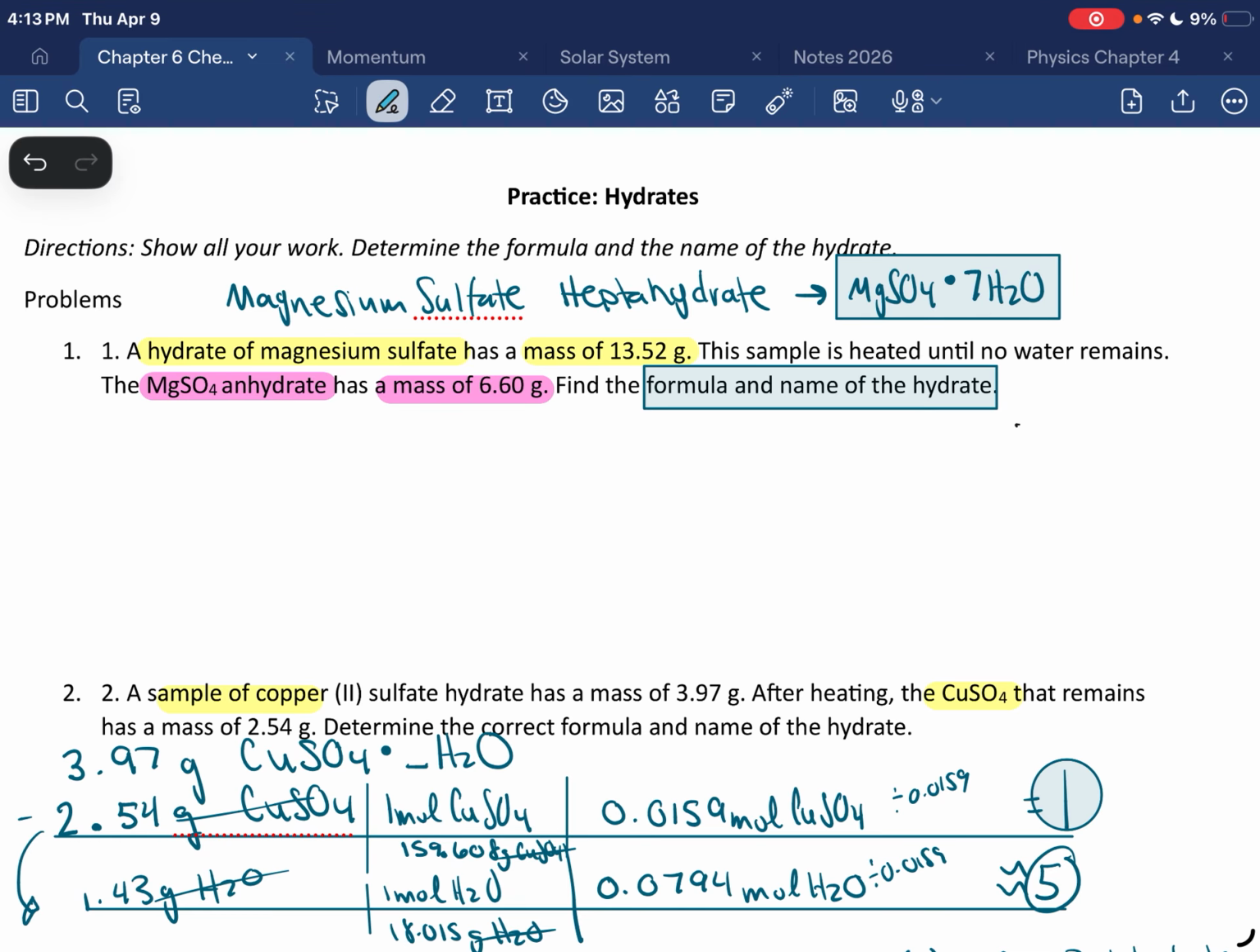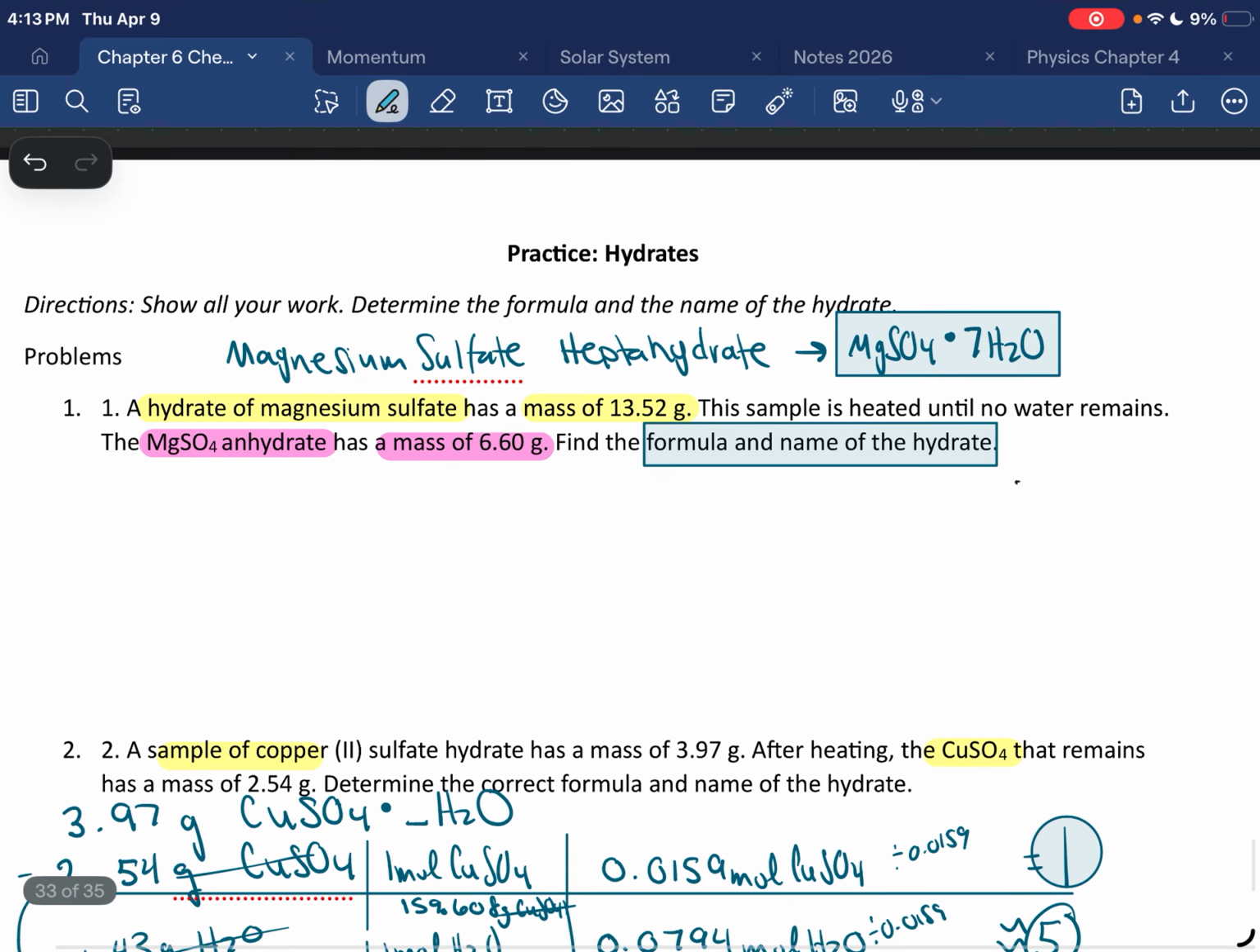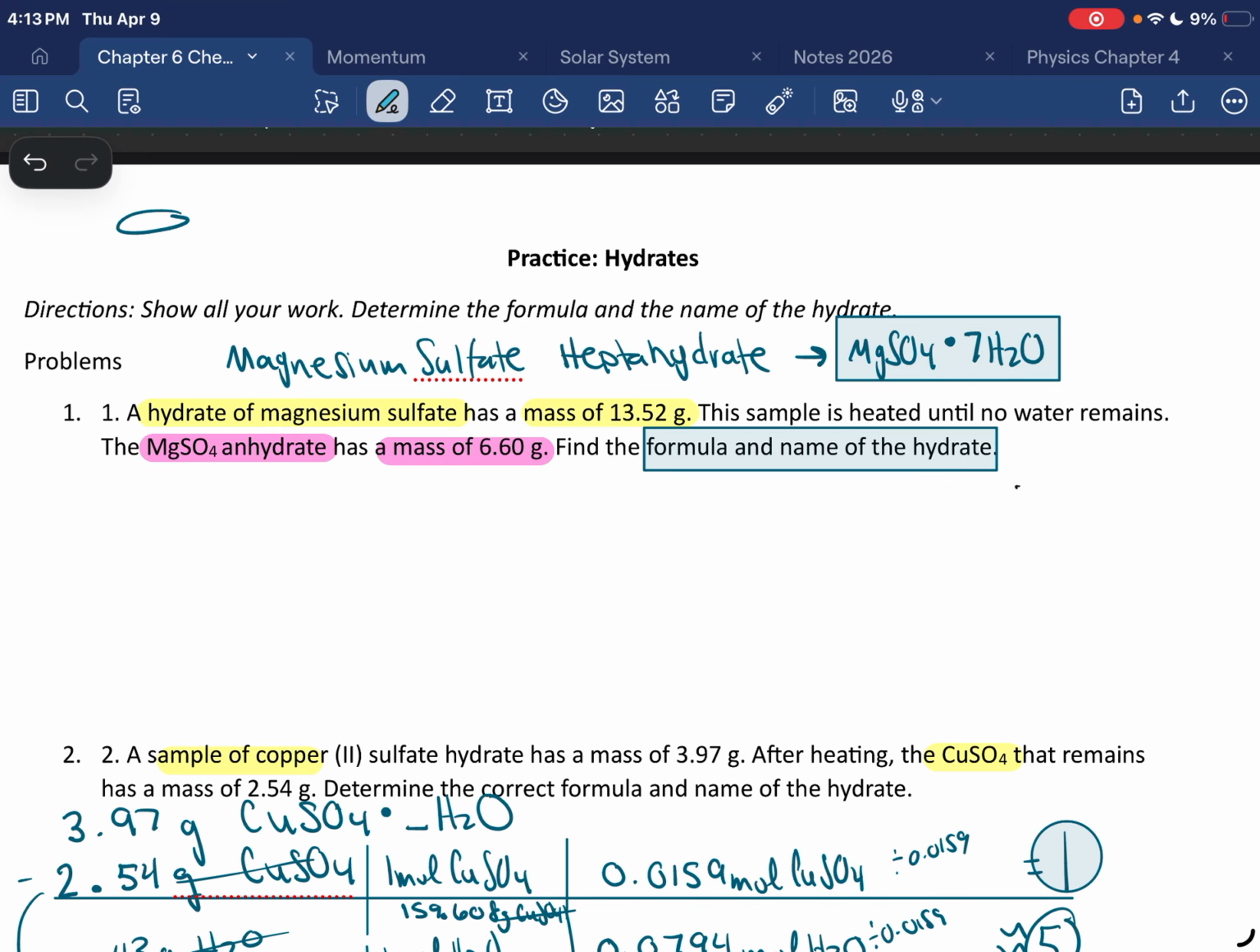So you have a hydrate of magnesium sulfate. Picture you have a little evaporating dish that has your magnesium sulfate hydrate in it, meaning it has water. And then you're going to heat it and cause all of that water that you can get off to come off. So what's going to happen is water is going to come on out, so H2O comes on out.